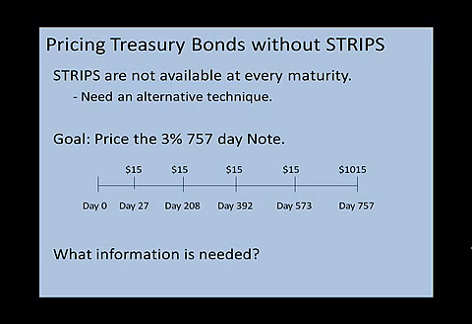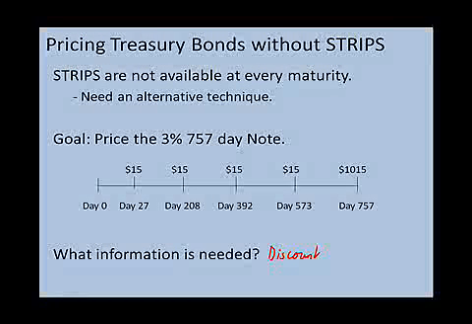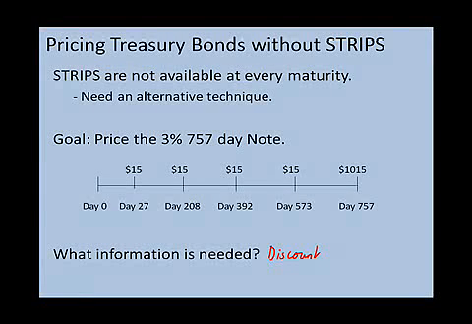The goal of this video is to price the 3% 757-day note. This is the same note that we valued using strips in the last video. Here we have the timeline for the interest payments and the principal repayment on this note. What information do we need, though, to price this note? We need discount factors. We need to know how to bring all these cash flows back to the present day.